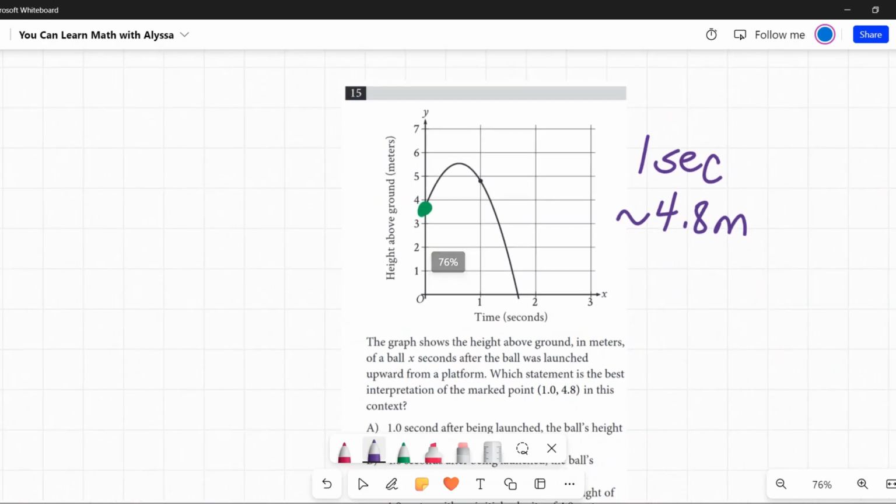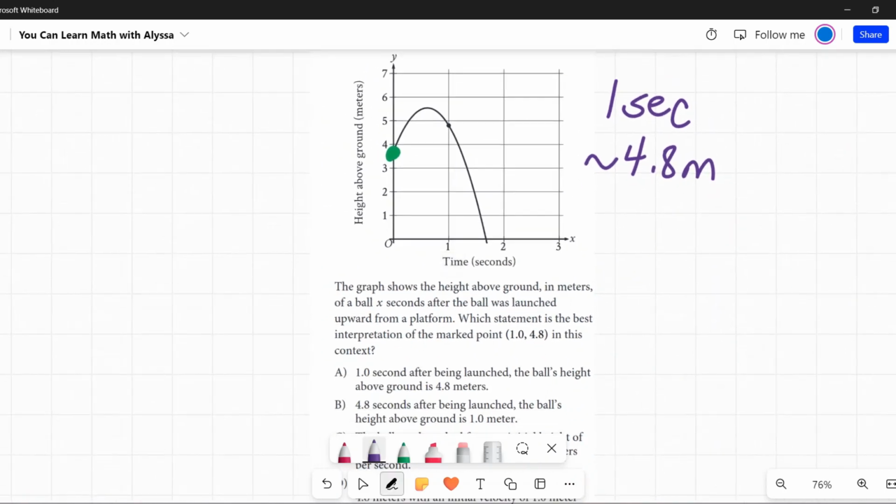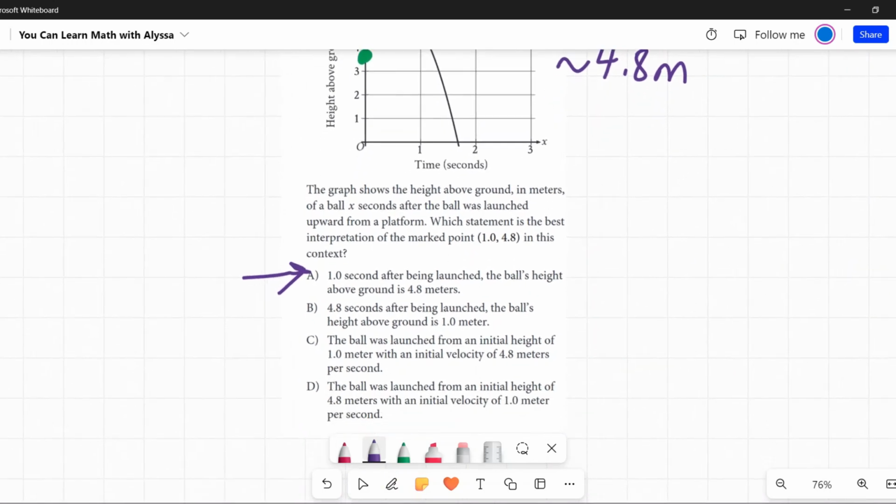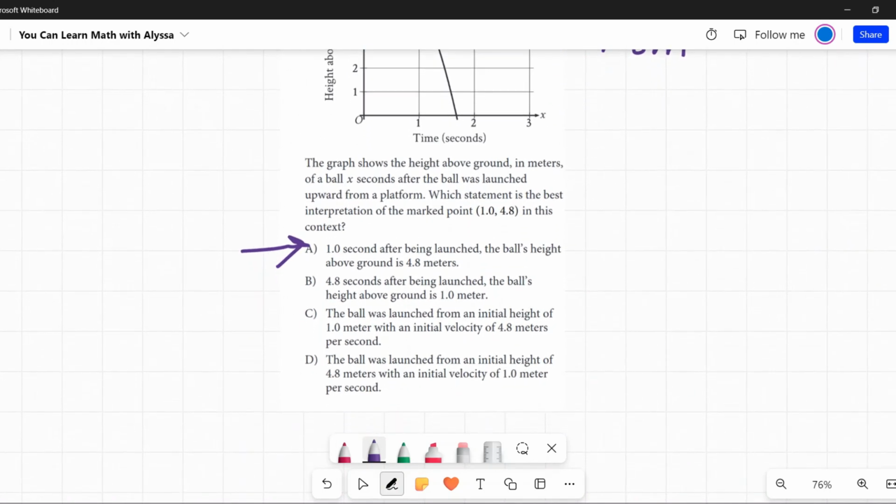So what does that mean? Let's look at our options. A: 1 second after being launched, the ball's height above ground is 4.8 meters. That looks pretty accurate to me, but let's look at the other 3 just to make sure there's not something tricky. It's always good to read through, even if the first one seems like 100% the right answer. B: 4.8 seconds after being launched, the ball's height above the ground is 1.0 meters. Nope. 4.8 seconds isn't even on this graph. It would be out here somewhere. So that one is out.